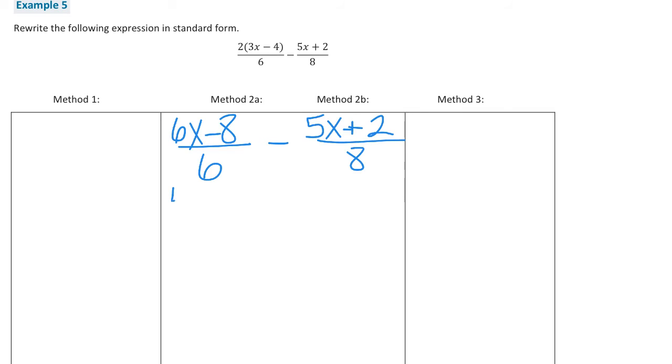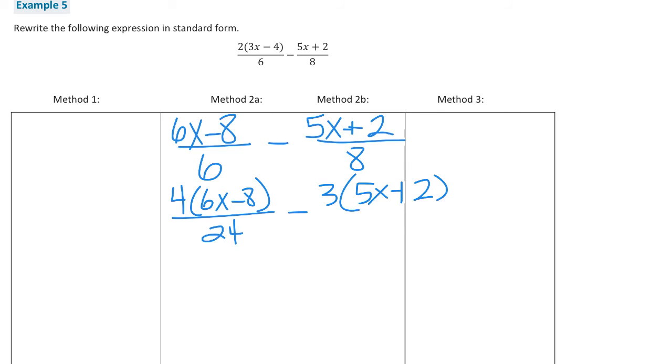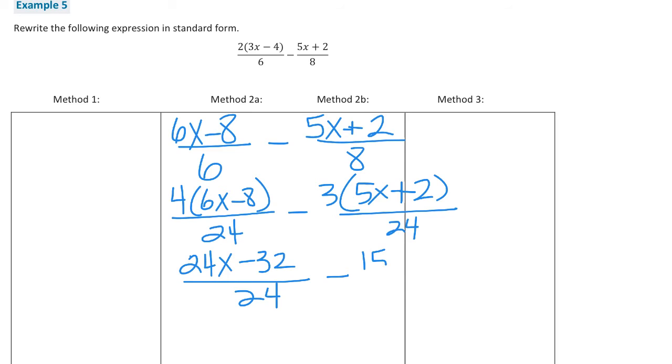So 4 times 6x minus 8 over 24, and 3 times 5x plus 2 over 24. Okay, so I end up with 24x minus 32, minus 15x plus 6, over 24.